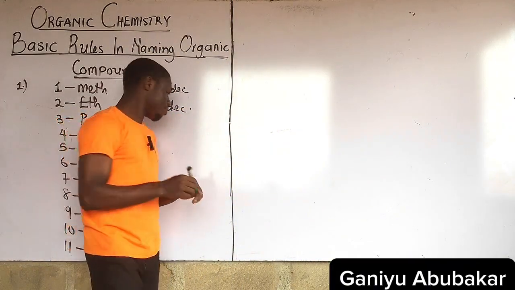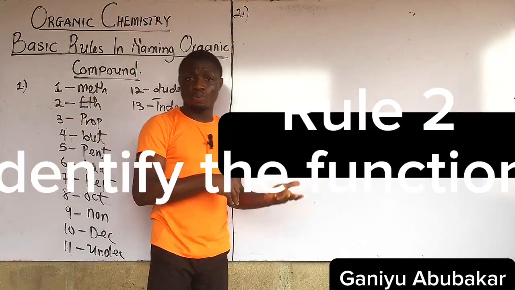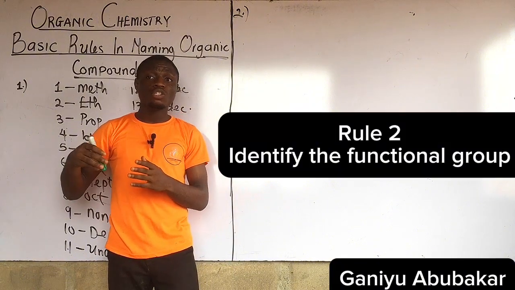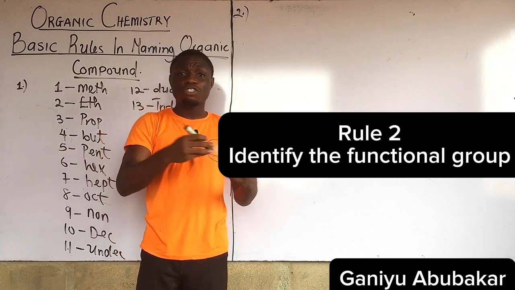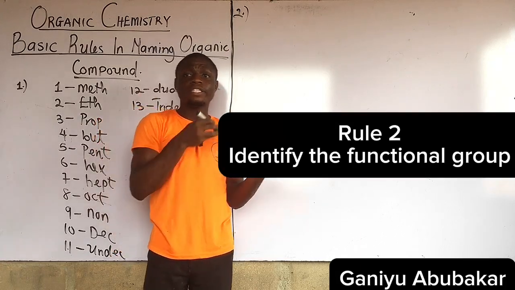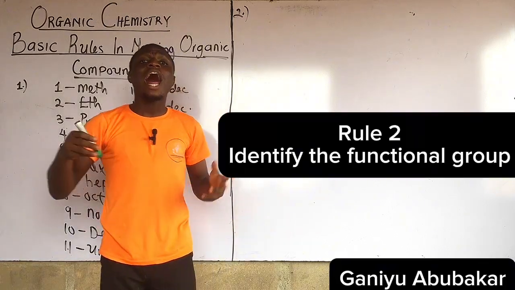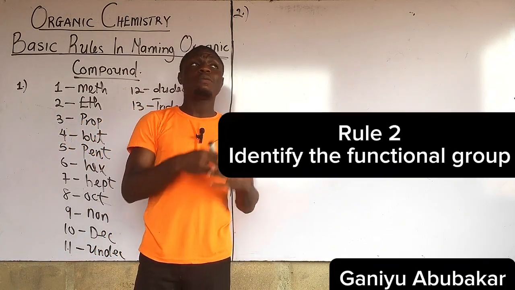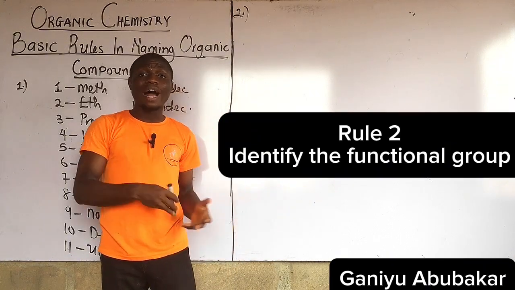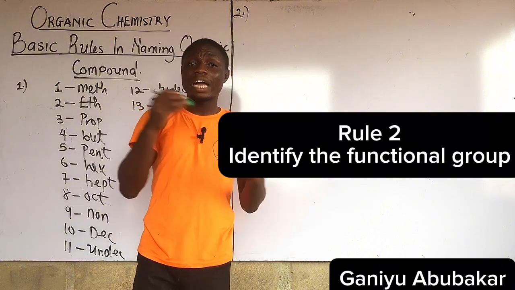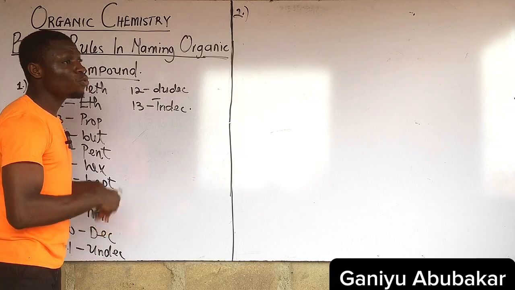Rule 2 says identify the functional group. That's the rule 2 that guides the concept of naming organic compounds. If it's an alkane, a single bond; alkene, double bond; alkyne, triple bond; OH, alkanol or alcohol. So if I'm seeing a single bond, that's an alkane, a double bond, alkene, a triple bond, alkyne, OH, that's alkanol or alcohol. So let's use rule 1 and rule 2 to name a few compounds.